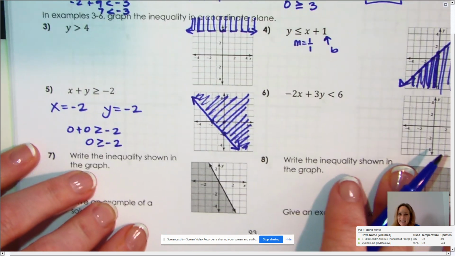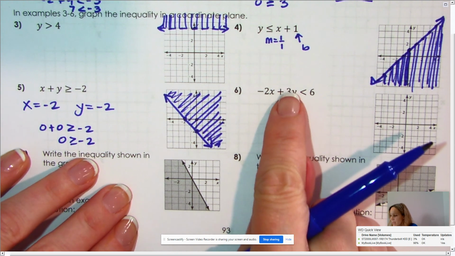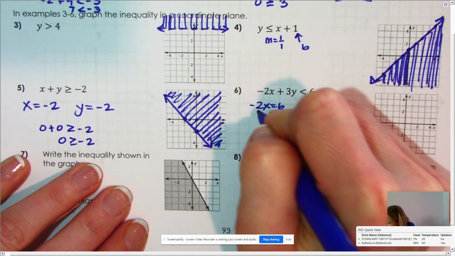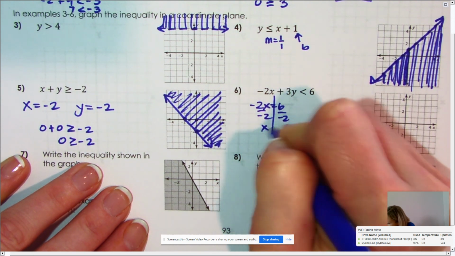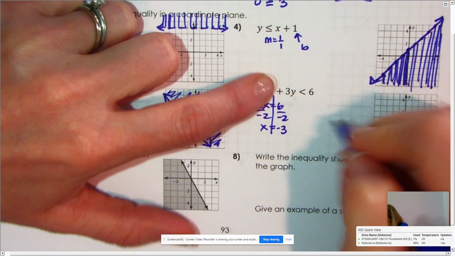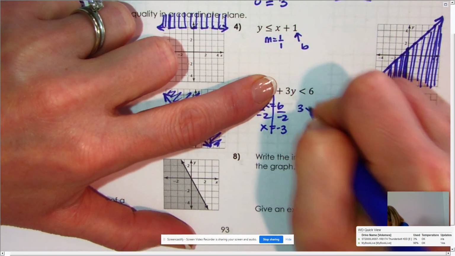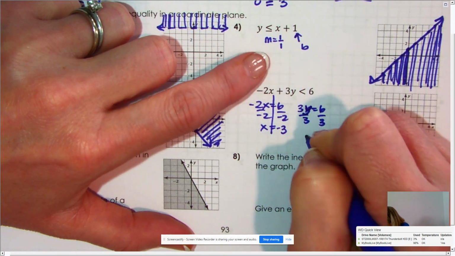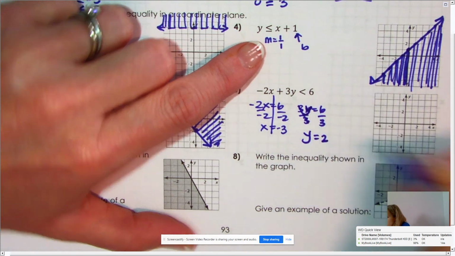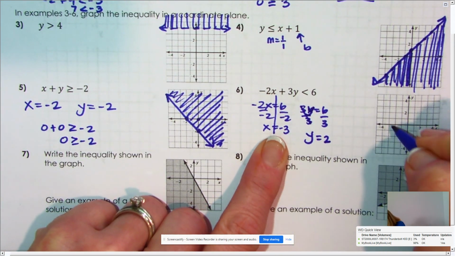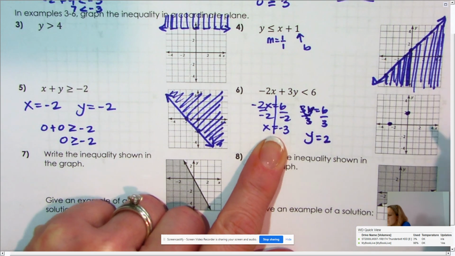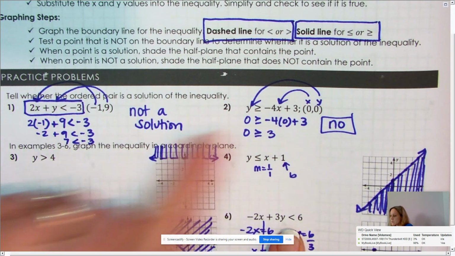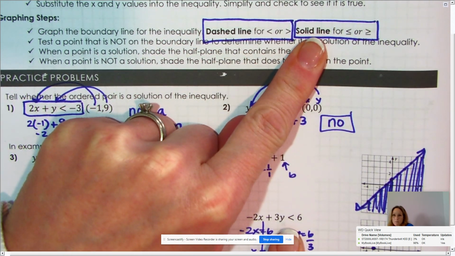All right, question number 6. We'll try this one. This is another cover-up one. So if I get -2x equals 6 and I divide by -2, then I get x equals -3. And I'm going to do the same thing over here. I'm going to say 3x equals 6, divide by 3. Oh, sorry, y. Sorry, you guys. So y equals 2. So I'm going to graph those points. X equals -3. Y equals 2. And then think about what kind of line we're going to use. Look back up here. Are we going to use a dashed line or a solid line? So you think about it.